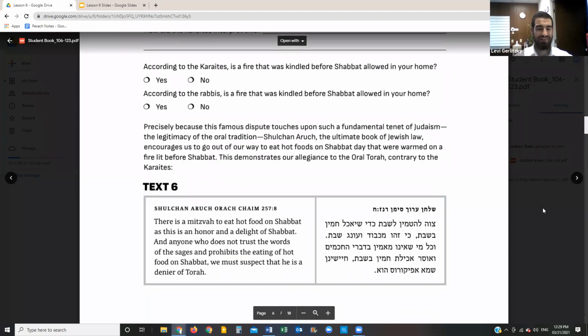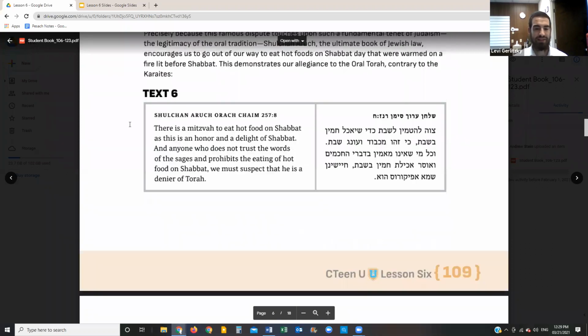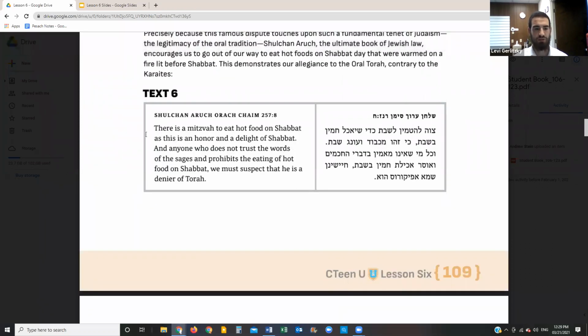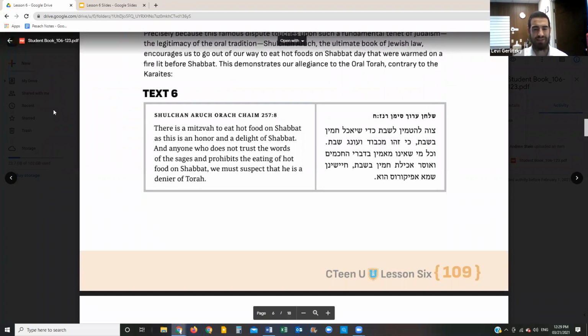Very good. So therefore, we intentionally eat hot food to show that we believe in the interpretation that was passed down, that one is allowed to have a fire on Shabbat if they lit it beforehand. And let's read it inside of the Code of Jewish Law, the Shulchan Aruch. Caroline, if you'd like to read text 6.